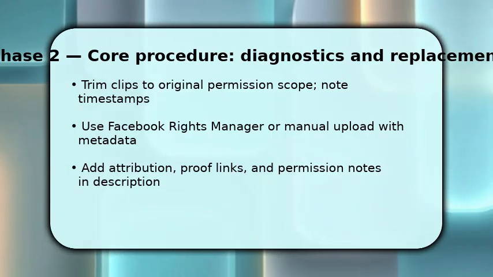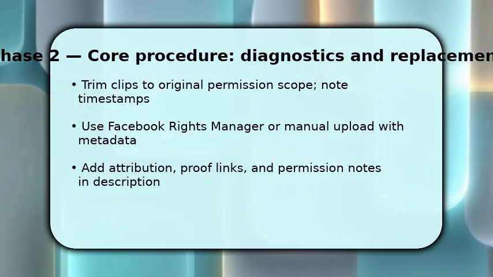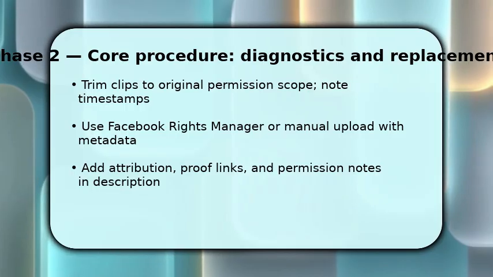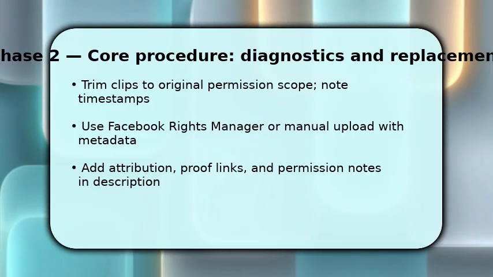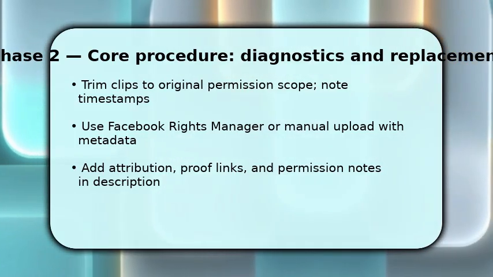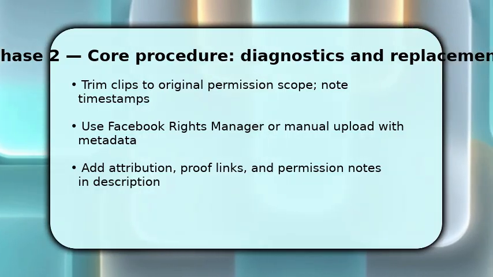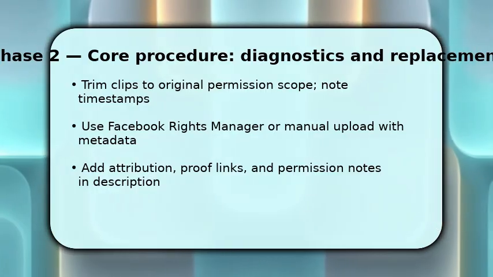Then upload through the channel that gives you control, Rights Manager if eligible, otherwise a normal upload with detailed metadata. Include in the description who owns the work, the license type, and where your permission is stored. This helps moderators. Once uploaded, monitor notifications and keep the original proof handy in case a claim appears.